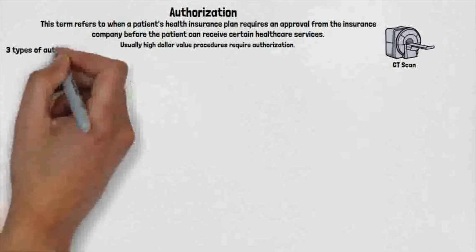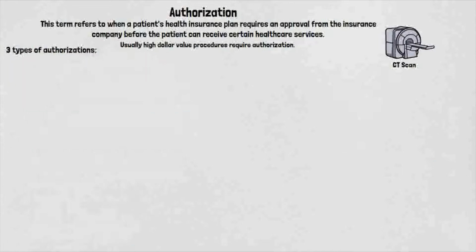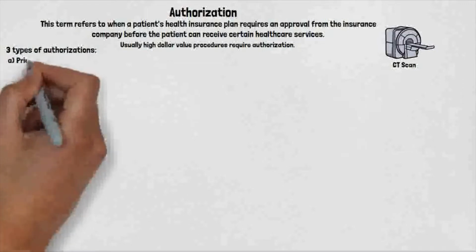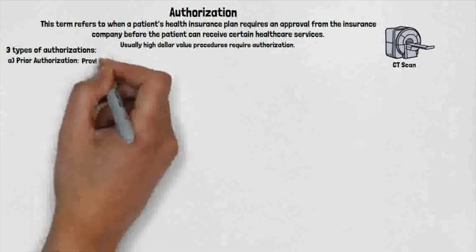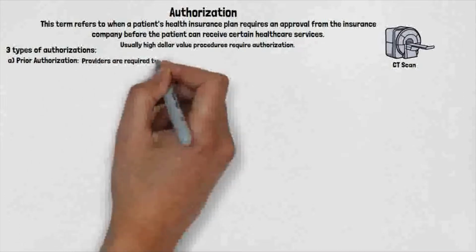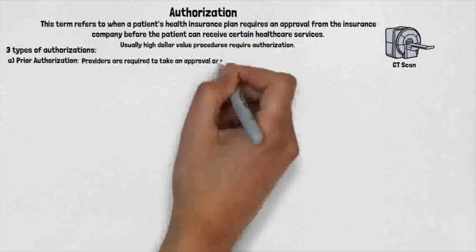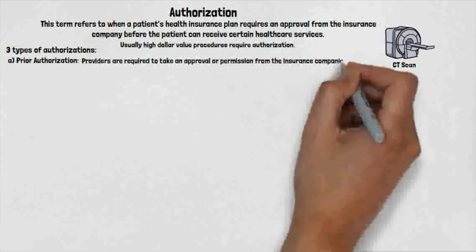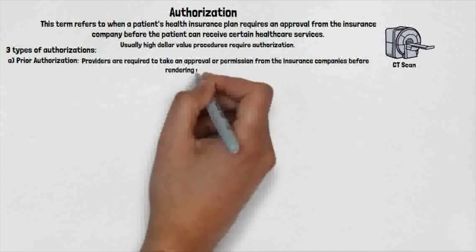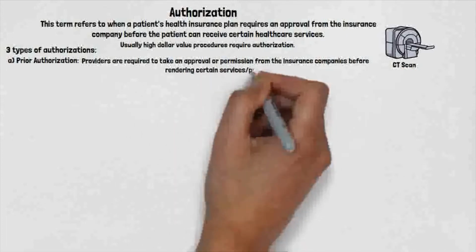Now there are three types of authorizations. The first one is prior authorization. As the name itself suggests, providers are required to take approval or permission from the insurance company before rendering certain services or procedures.